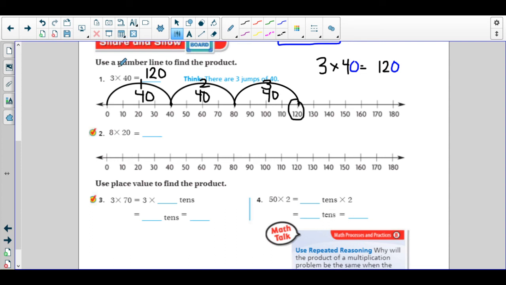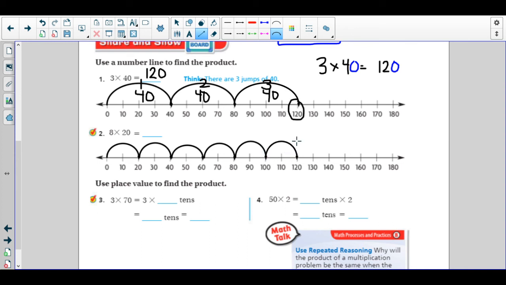So 8 jumps of 20. Here is 1. There's 2. There's 3. 4. 5. 6. 7. And 8. So that's going to give us the answer 160.